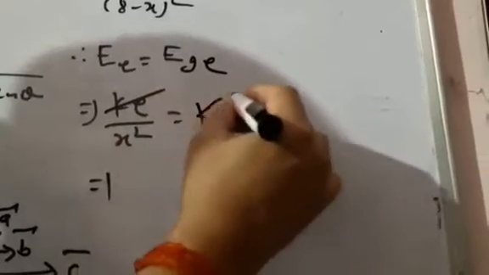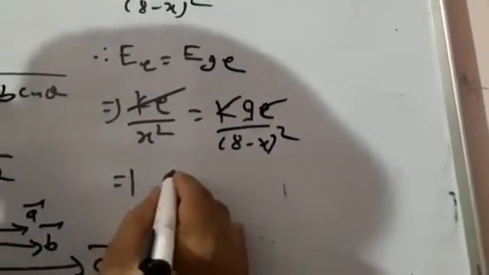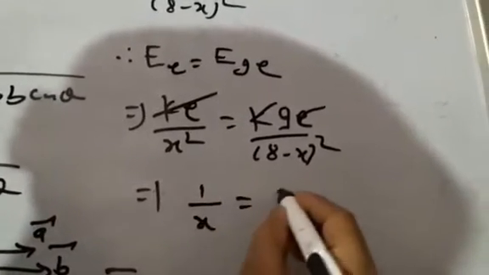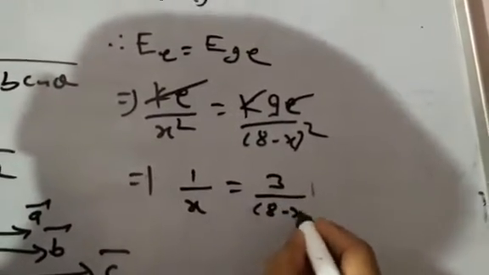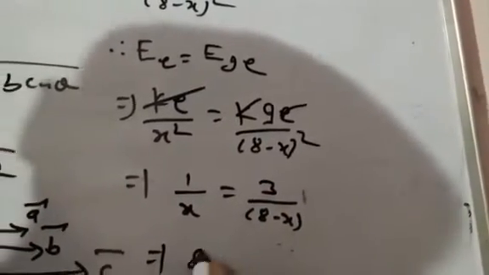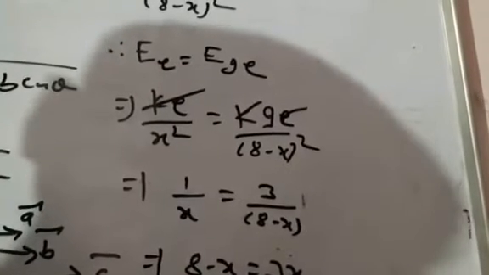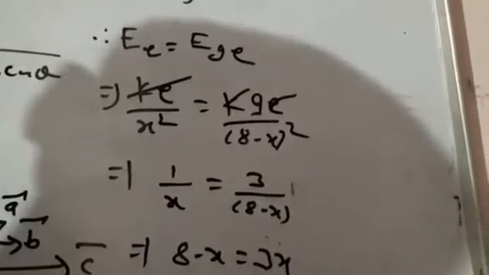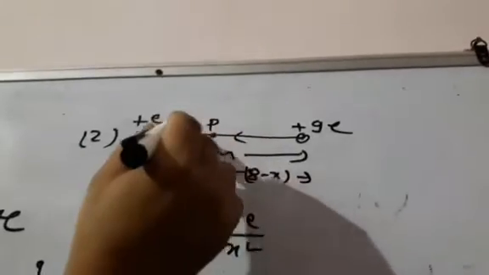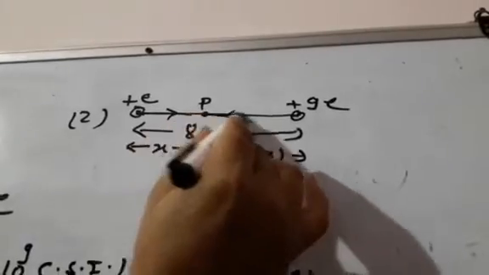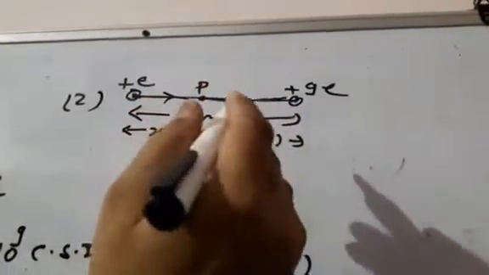Constant E cancels out, therefore 1 upon x equal to 3 upon 8 minus x. On taking square root, 8 minus x equal to 3x, that means 4x equal to 8, means x equal to 2 meters. Therefore the intensity is zero at a point at a distance 2 meters from the first charge, that means distance from the second is 6 meters.